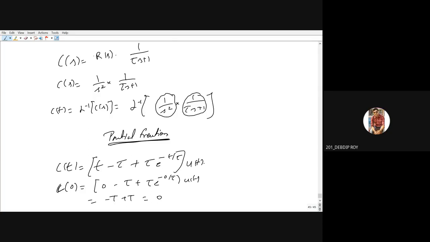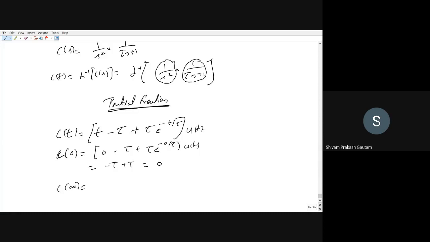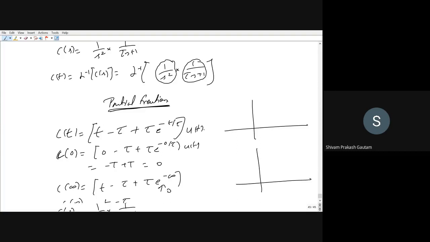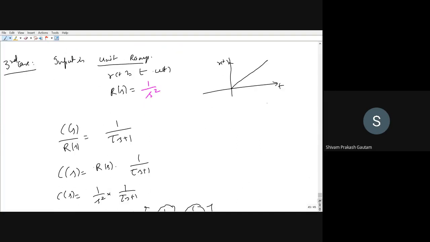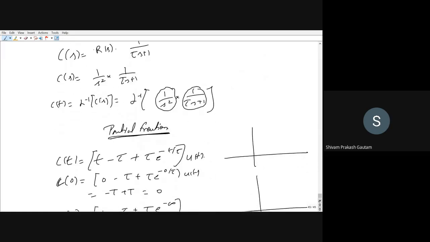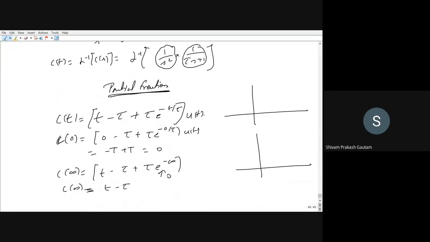At t is equal to infinite, what will be the response? t minus tau plus tau e to the power minus infinite. This part will become 0. You will only have t minus tau, and t is tending to infinite. So c of infinite is t minus tau. You can write it like this. So if I want to draw input as well as output side by side, you can check. Our input is like this. This is t.